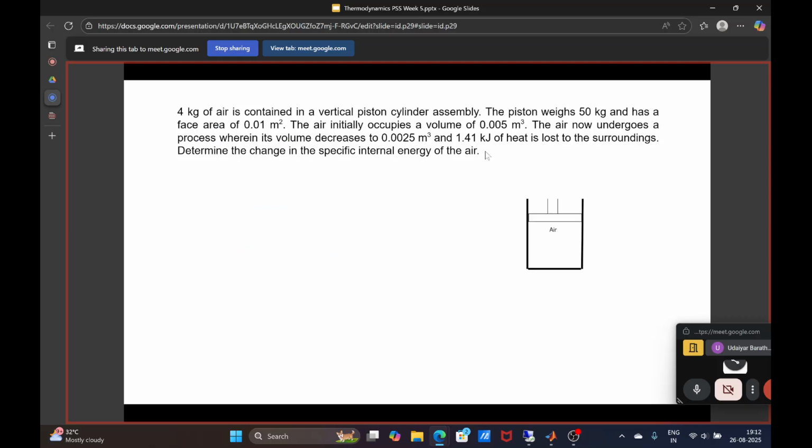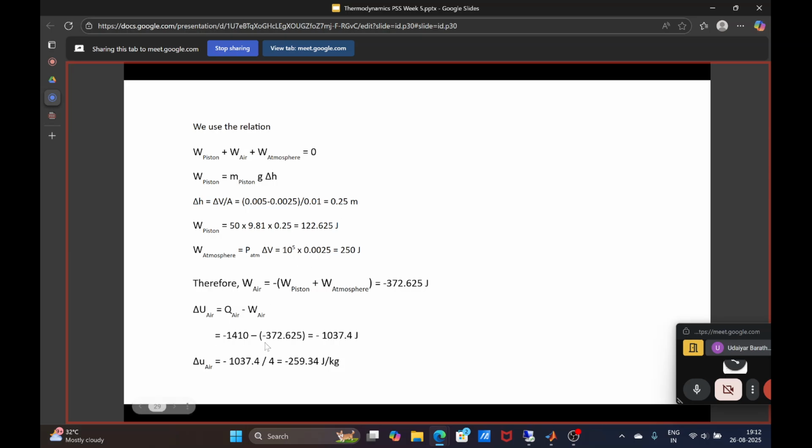But in the question what has been asked is to determine the change in specific internal energy. So to find out specific internal energy, we have to just divide it by the total mass. Since the mass of air in the cylinder is given as 4 kgs, minus 1037.4 divided by 4 comes out to be minus 259.34 joules per kg.